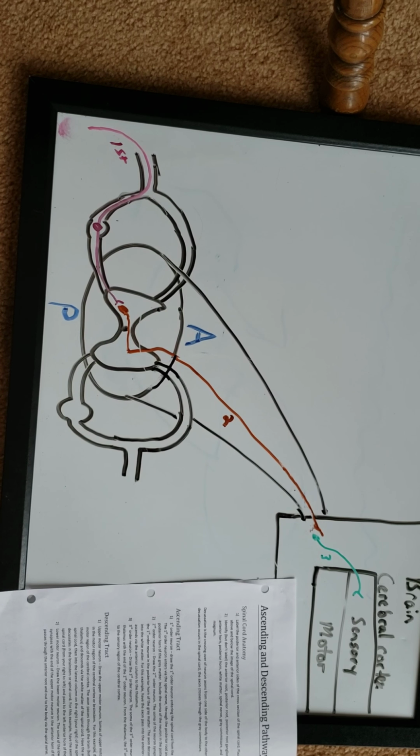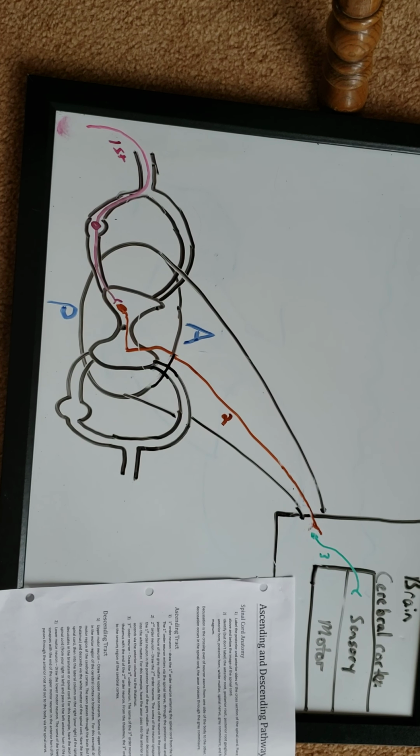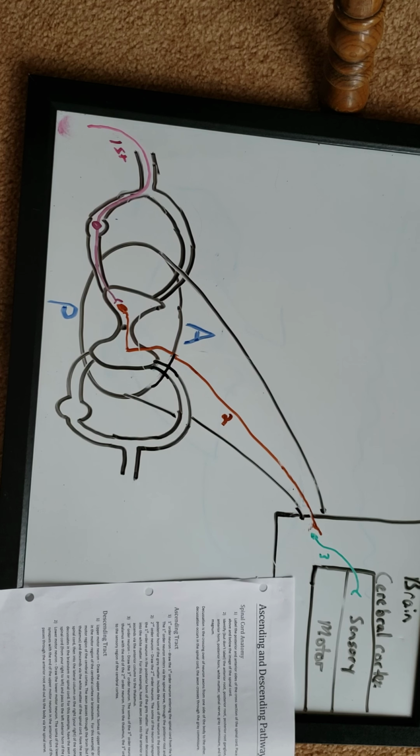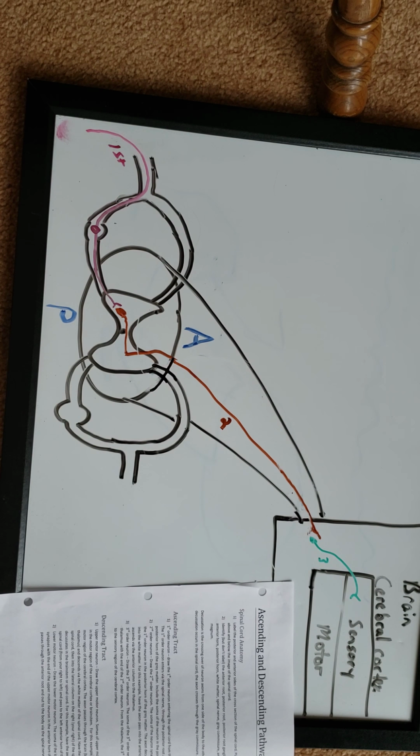Now we're going to look at descending tracts in the spinal cord. Descending tracts carry motor information from the brain to the body. They're the way your body sends messages from your brain. Your brain sends messages out to your body to tell your body what to do. Descending tracts are composed of two motor neurons, an upper motor neuron and a lower motor neuron.